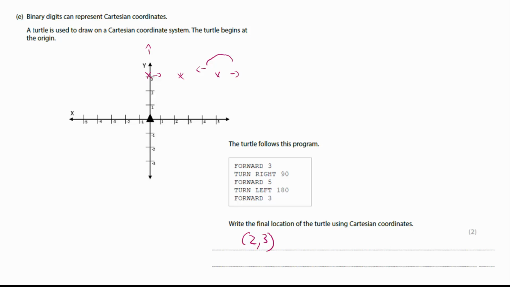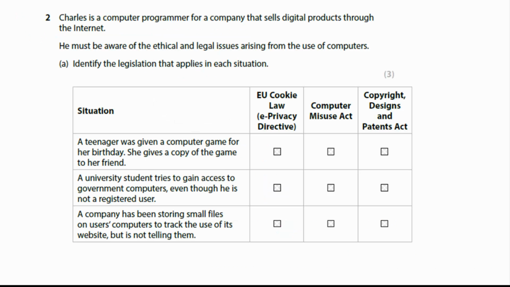So yeah. Question 2 begins with a bit of information about Charles, who's a programmer. It doesn't really matter, but we have to identify the legislation that applies in each situation for 3 marks. So again, these questions are usually pretty easy. So we have the EU Cookie Law, the Computer Misuse Act, and the Copyright Designs and Patents Act. Even without knowing much about them, you have to know a little bit.